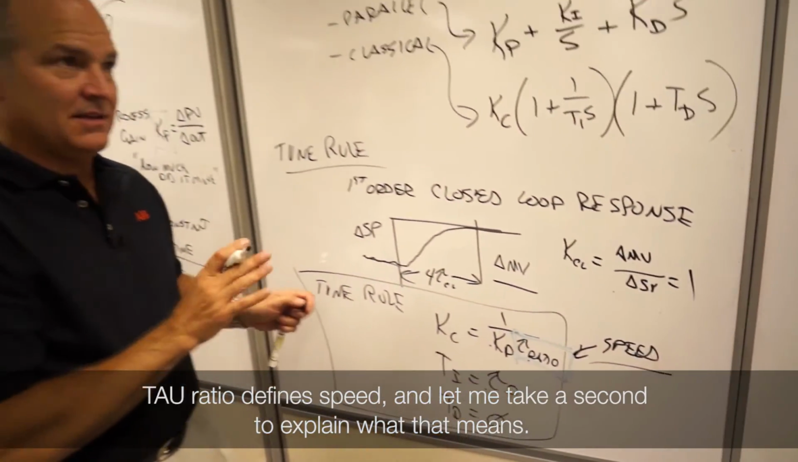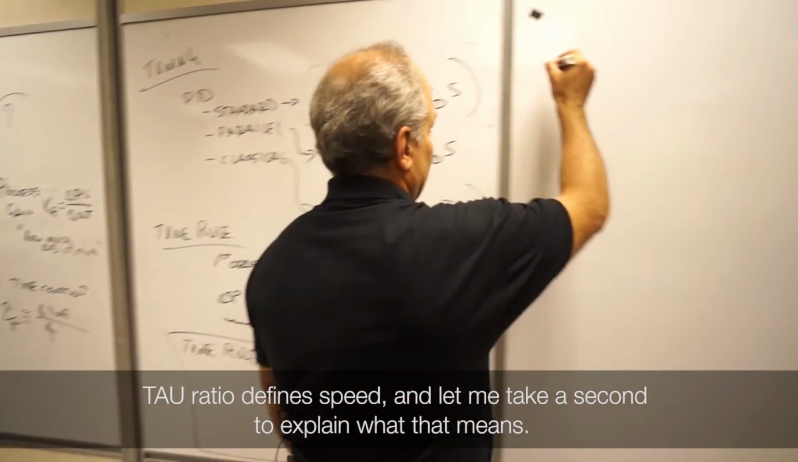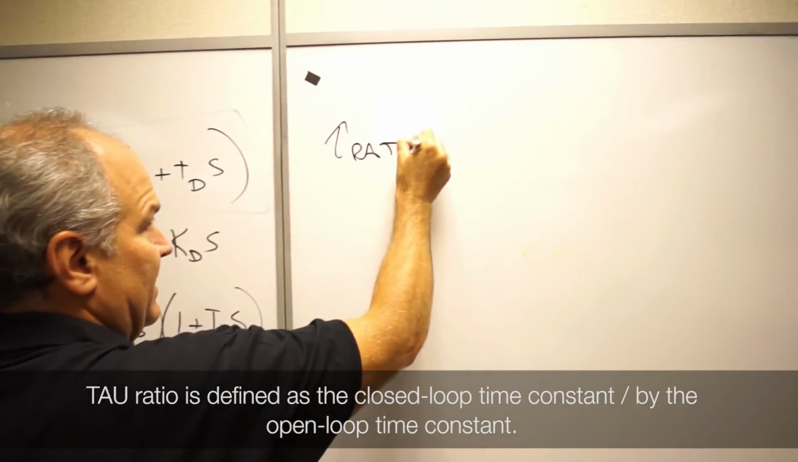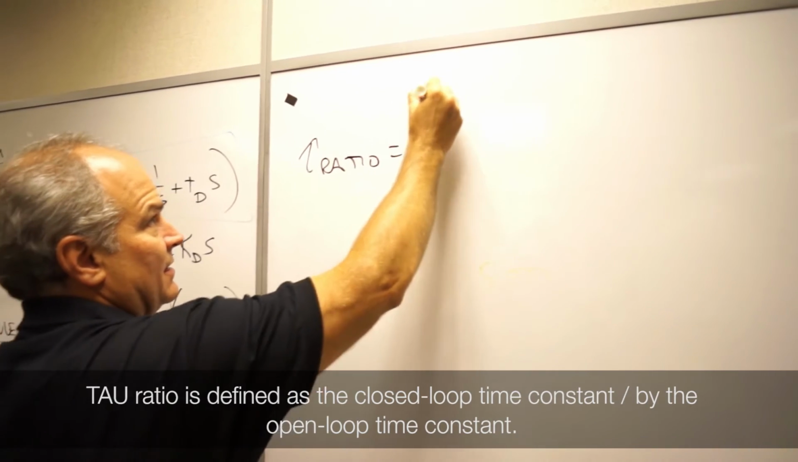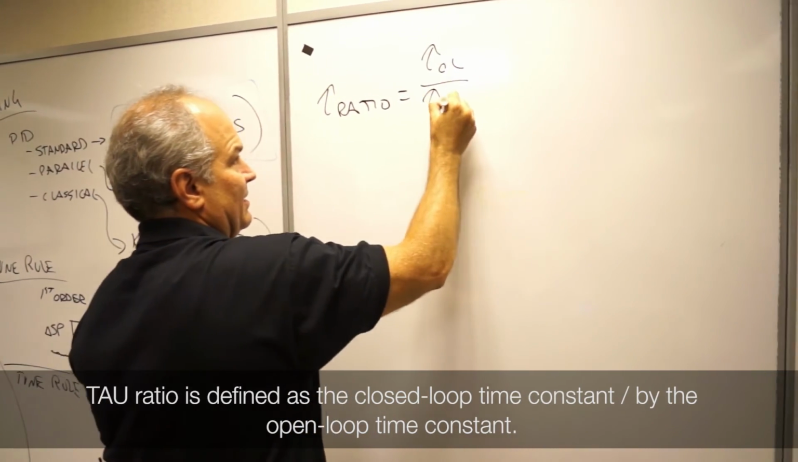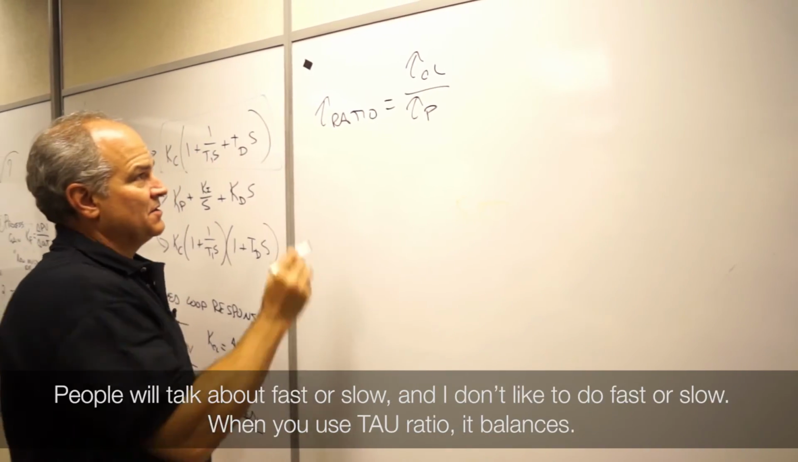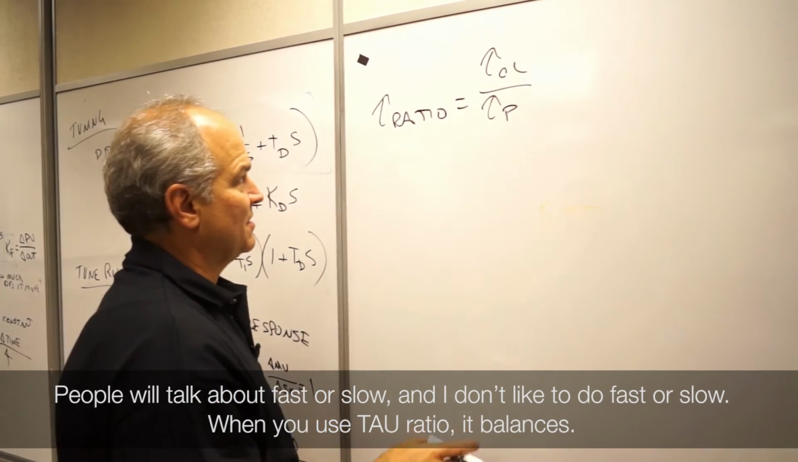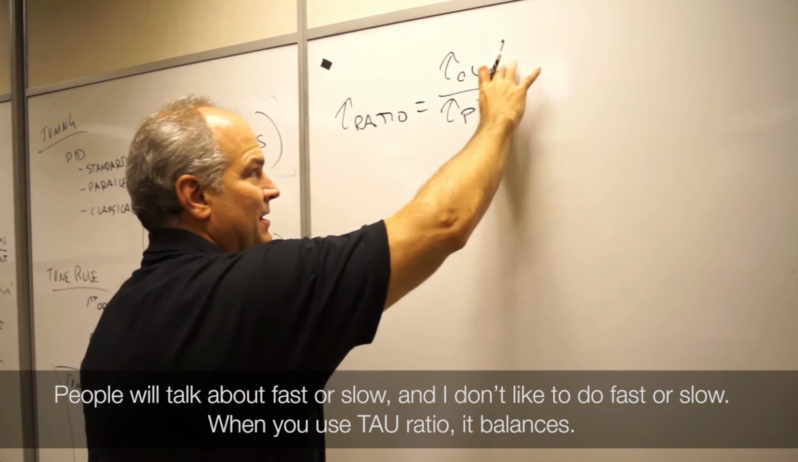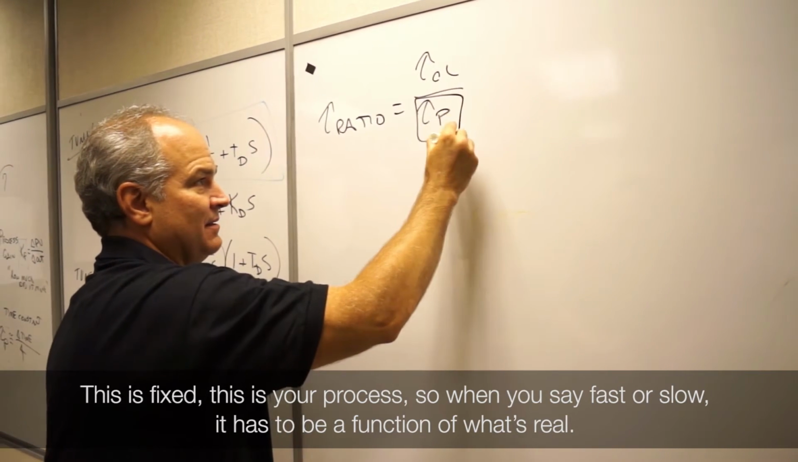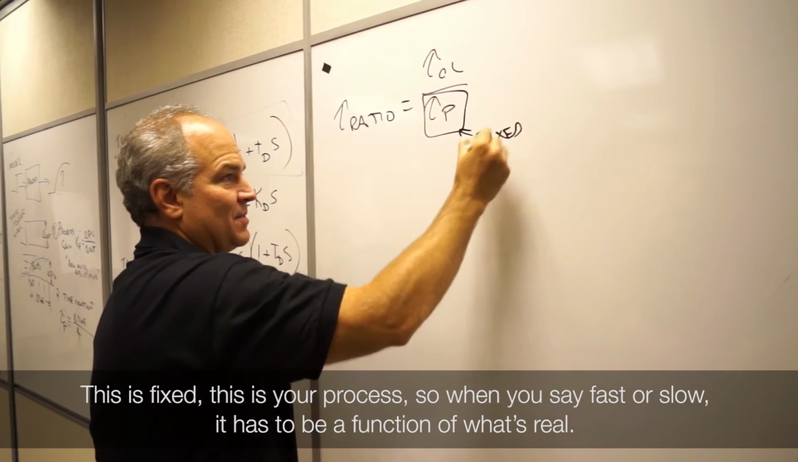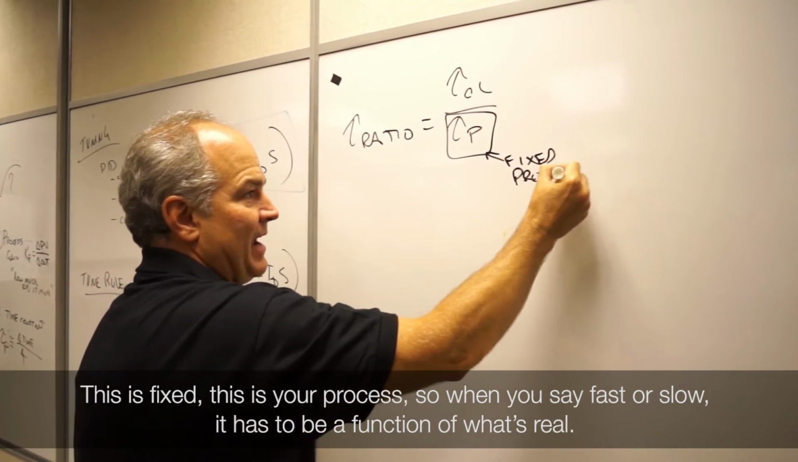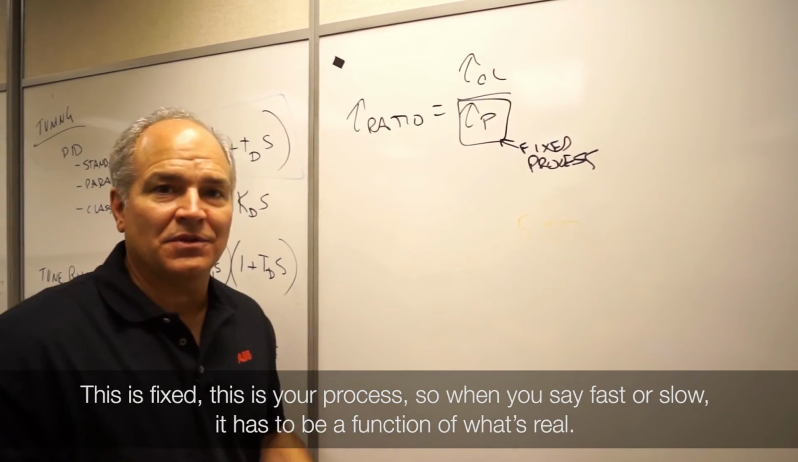Let me just take a second and tell you what that means. Tau ratio is defined as the closed loop time constant divided by the open loop time constant. People will talk about fast or slow, and I don't like to do fast or slow. When you use tau ratio, it balances. This is fixed. This is your process. So when you say fast or slow, it has to be as a function of what's real.